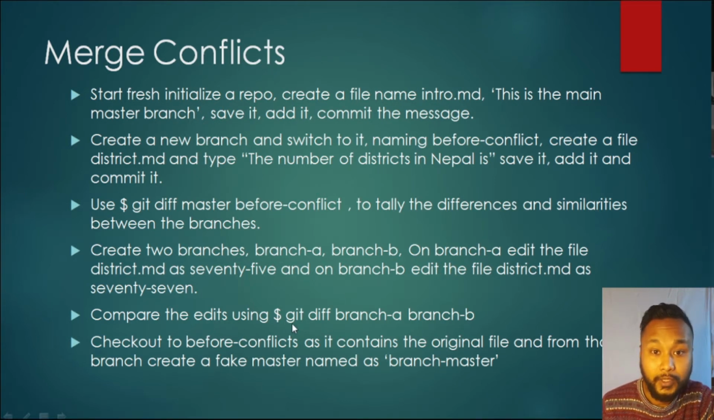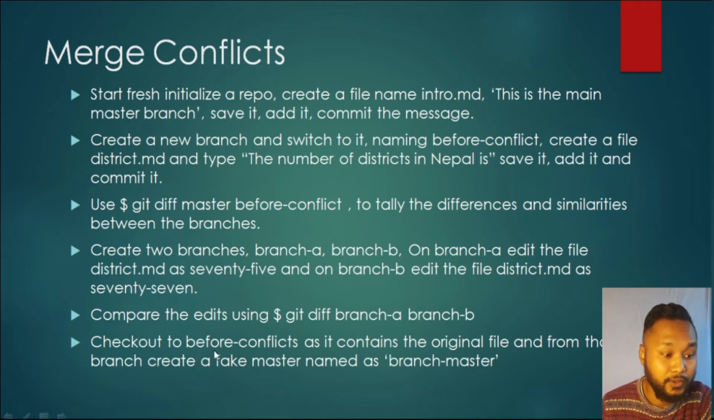And when we merge the files, we're going to face a conflict, because one says the number of districts in Nepal is 75 and the other says the number of districts in Nepal is 77. Two different contents. While we merge, there's going to be a conflict, and we resolve it by compromising. So compare the edits using git diff branch A and branch B, and you will see the difference.